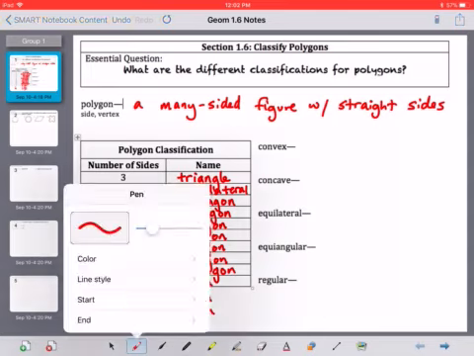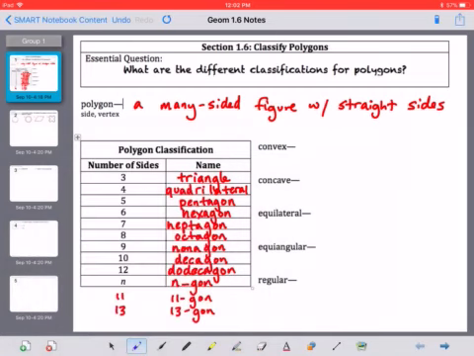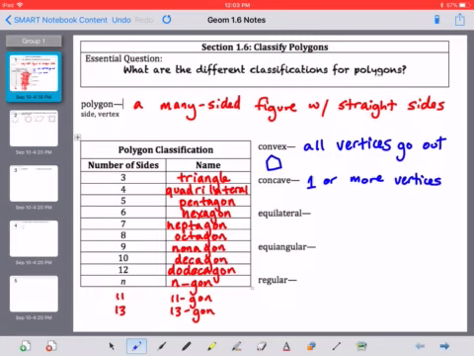Alright, so now we have some terms here for types of polygons. A convex polygon tells us that all of the corners, which we call vertices, go out. So let's draw a little picture here. Like a house is convex. It doesn't go in at all. A concave polygon has one or more, could have several, vertices that go in.